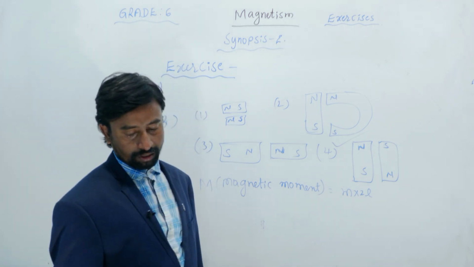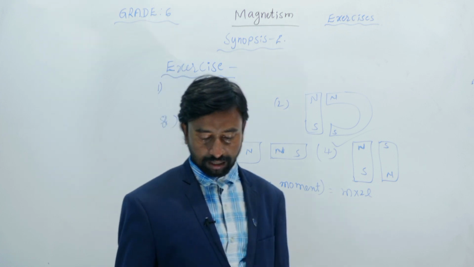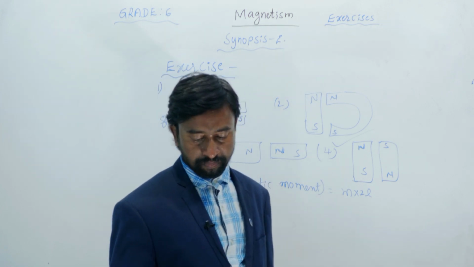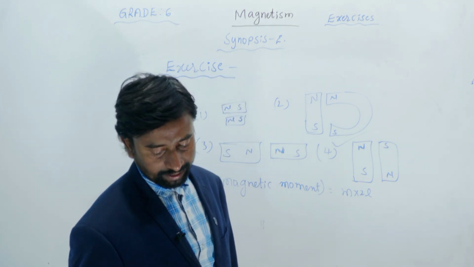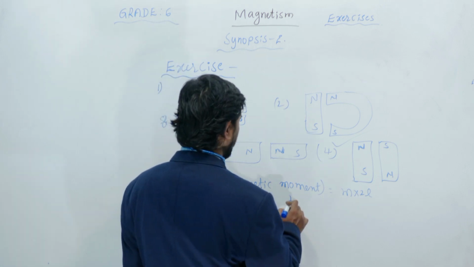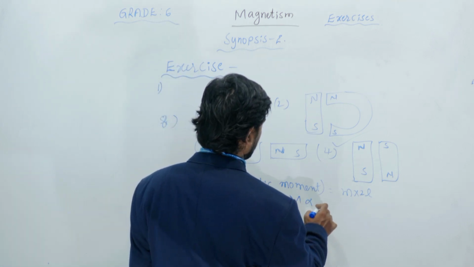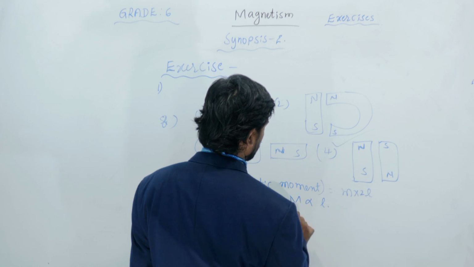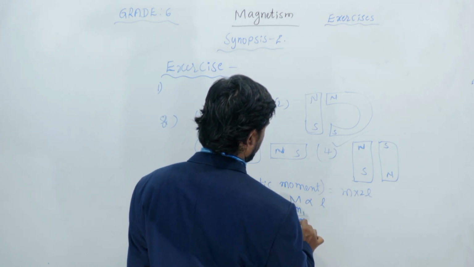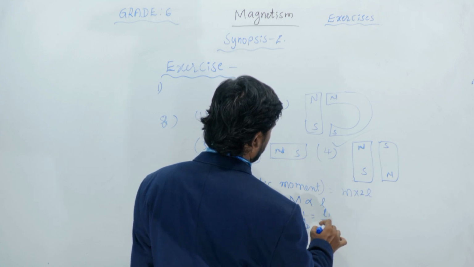Now here they have given the magnetic lengths in the ratio 3/2, and they are asking for the magnetic moments. So the magnetic moment M is directly proportional to L. We can write M1 by M2 is equal to L1 by L2.